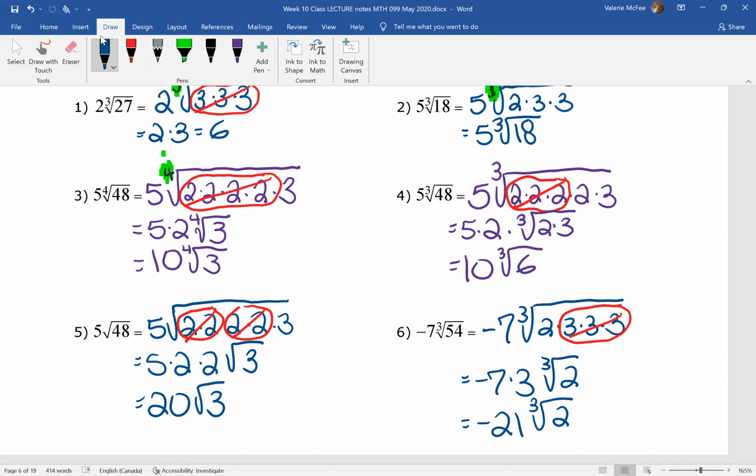So that's been using the product rule. Spend some time in the Pearson homework, practice these types of questions.